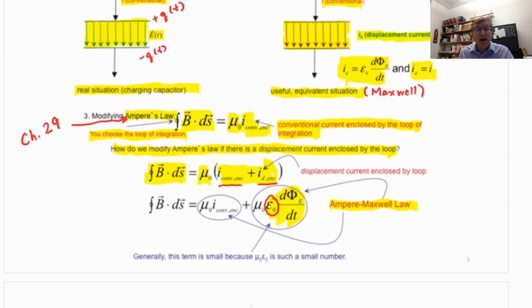In fact, generally speaking, about 12 orders of magnitude, 12 factors of 10, smaller than the conventional current term. And so Ampere's version is almost always perfectly acceptable. What Maxwell realized is that, okay, that's true, but what if you have a situation where it's highly specialized, but it does happen in the region between the plates of a charging capacitor, where there is no conventional current at all, but there is changing electric flux? Then the only game in town is the displacement current, and then you can't ignore it.